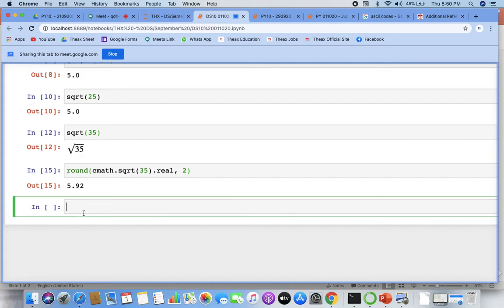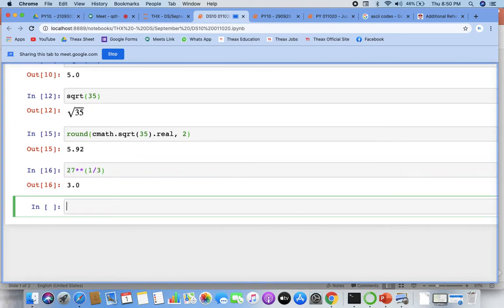3. Now how can you find the cube root of 27? 27 star star, asterisk asterisk. Yeah, after? Then 1 by 3? Yeah. Cool.